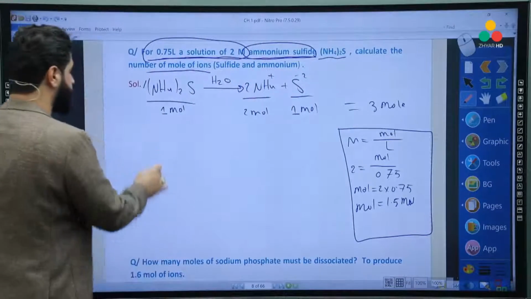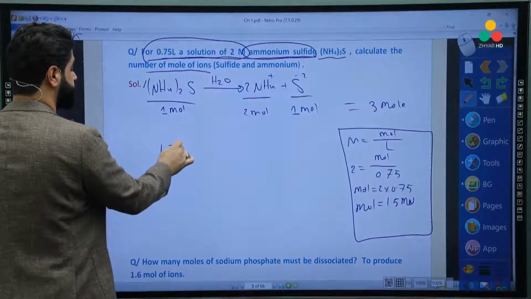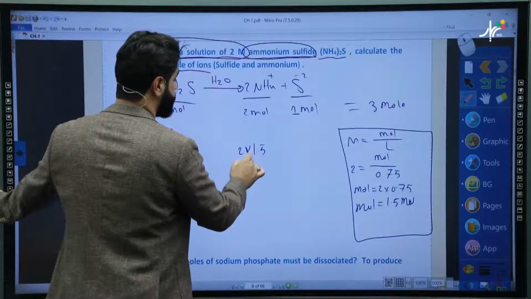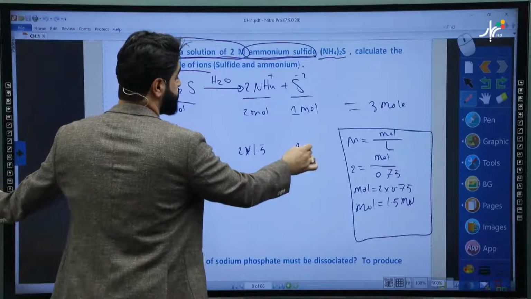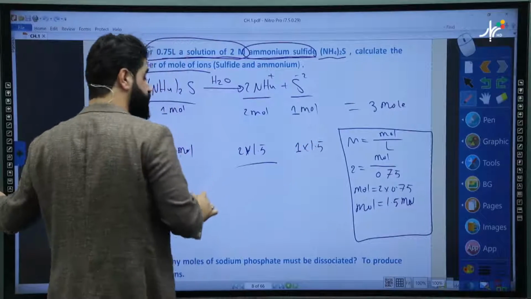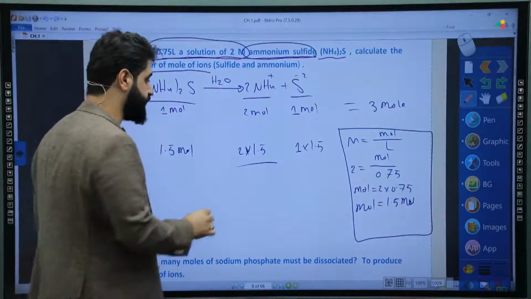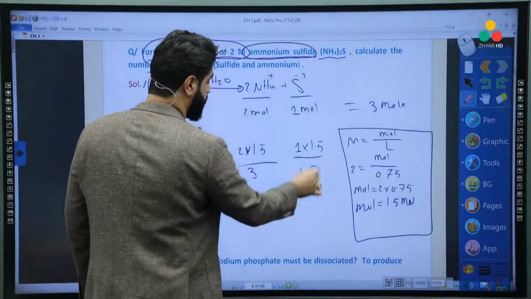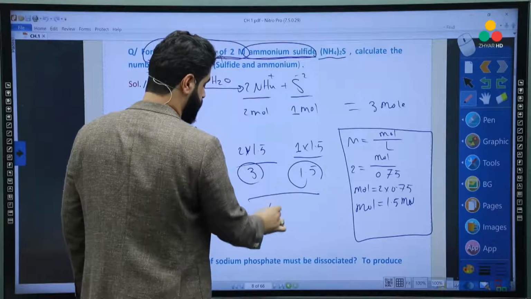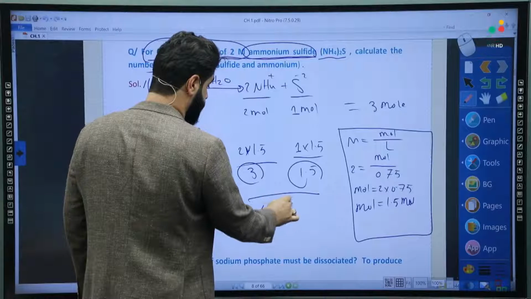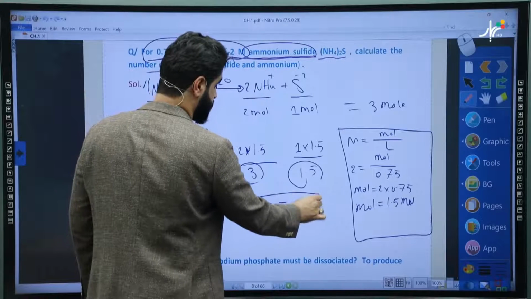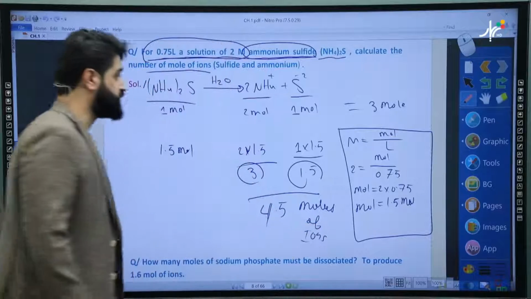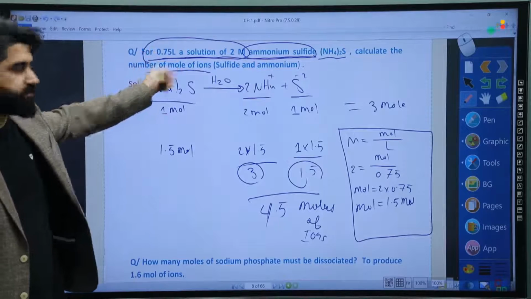So what if we have 1.5 mole? Multiply 2 times 1.5 and 1 times 1.5. It will be 2 times 1.5, it will be 3. It's 1.5, so 1.5 plus 3 equals 4.5 moles of ions. Nothing new? Still nothing new, okay?